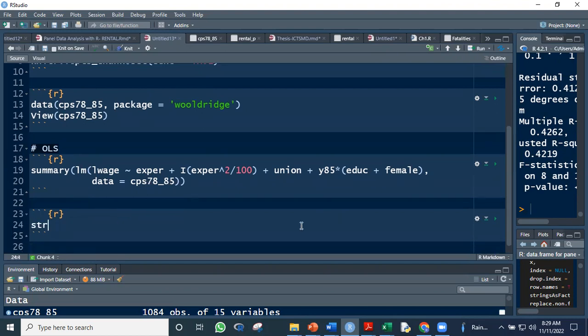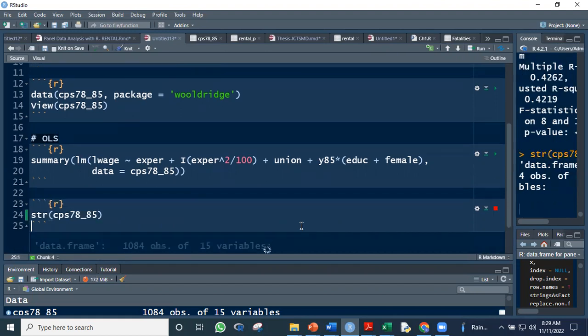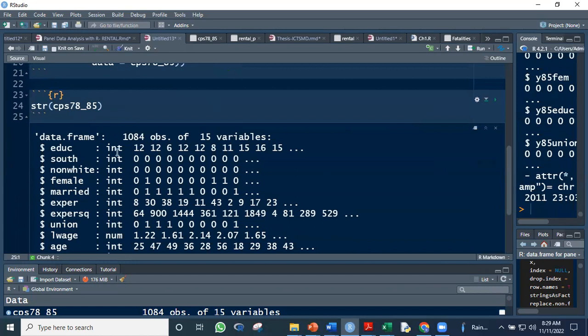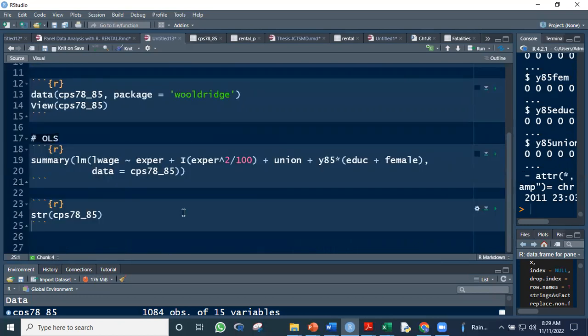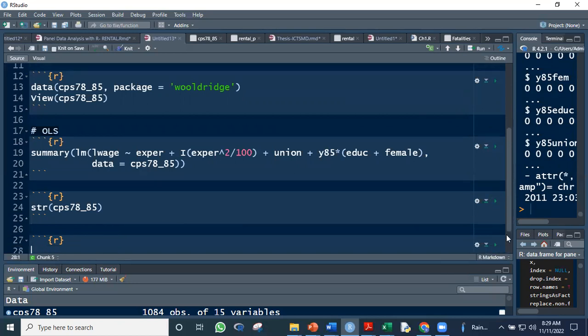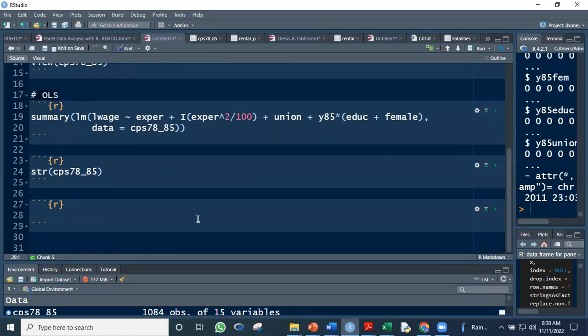But let's see the structure of CPS 78N. Let's take a look at the structure. Okay, so it's a data frame, no? It's a data frame. And if we're going to use this data as panel data, then we have to convert that into a panel data. So again, we're going to use the PLM package. So for example, CPS 78, ano ba maganda? Gawin natin may underscore na to. .p na lang, no? .p, which means this is panel data.